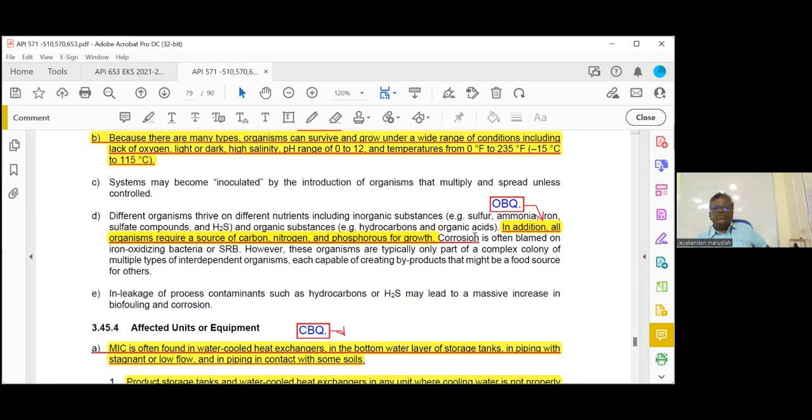Then this is another open book question. In addition, all organisms require a source of carbon, nitrogen, and phosphorus for growth. That is an open book question. We need carbon, nitrogen, and phosphorus.